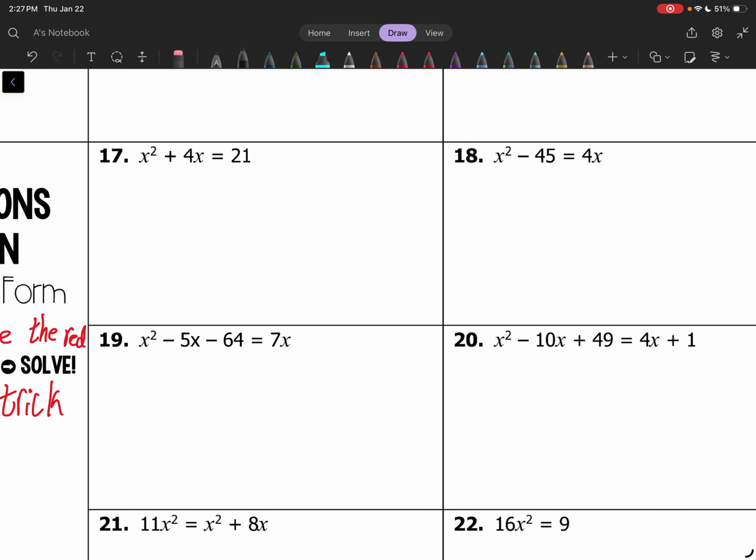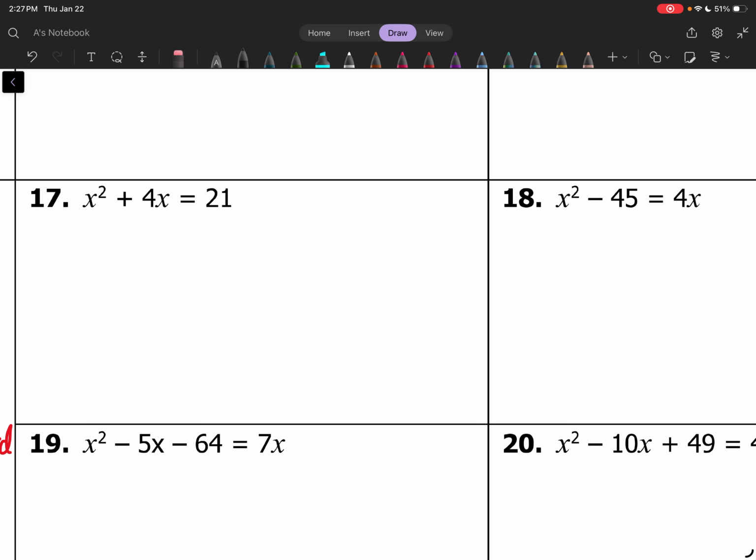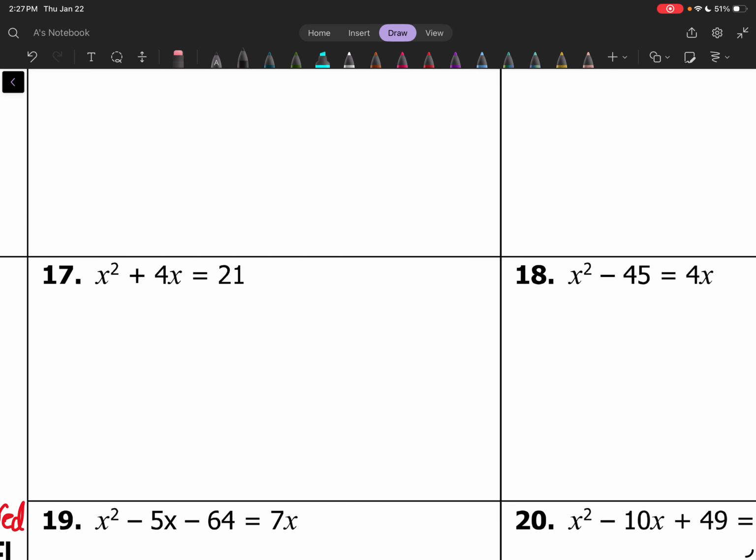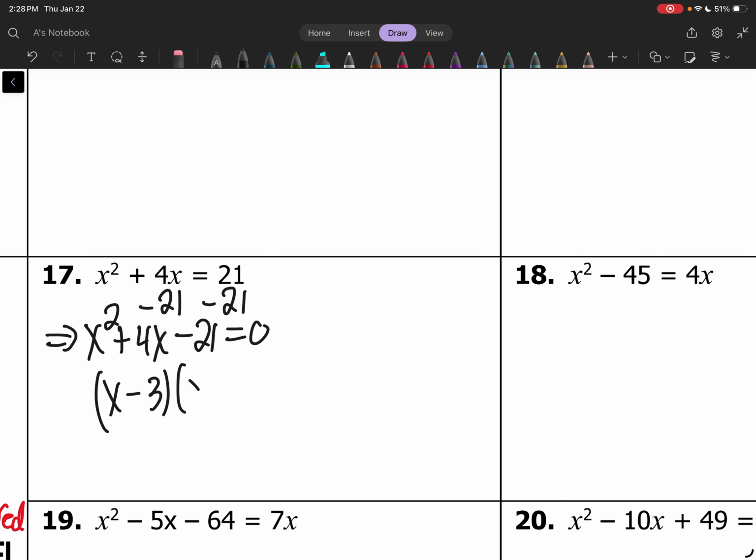I have x squared plus 4x equals 21. I have to get everything to one side. Now I could subtract x squared, then subtract 4x, but to make the least amount of moves, I'm just going to say minus 21, and then minus 21 on this side. This will give me x squared plus 4x minus 21 equals 0. The factors of 21, that's going to be x minus 3 and x plus 7. The bigger one has a positive, they have different signs.